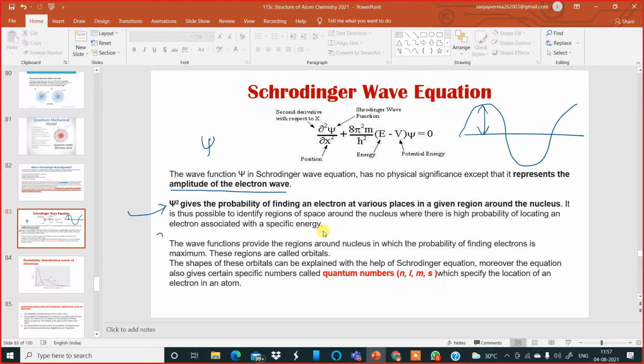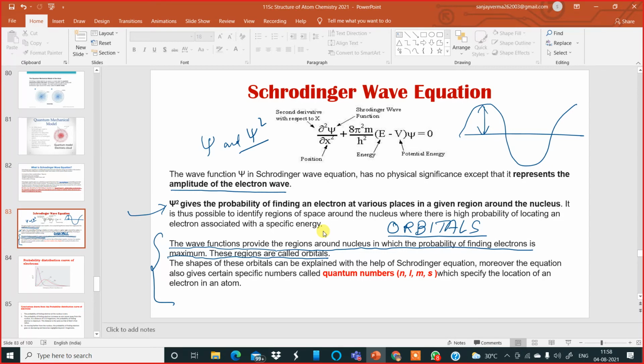Now, an important paragraph over here. The wave functions provide the regions around the nucleus in which the probability of finding an electron is maximum. These regions are now called orbitals. That is the main thing to be understood. So the wave functions psi and psi square resulted in the concept of regions which are called orbitals in this chapter under the Schrodinger wave equation.